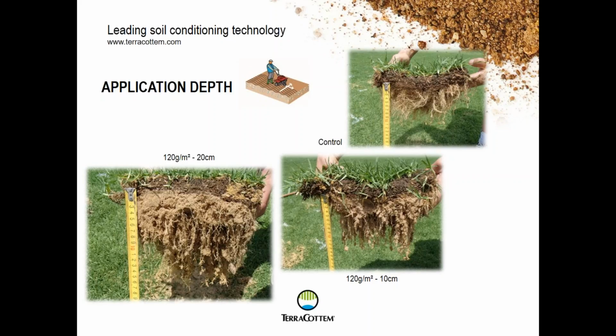Similar pictures show the importance of application depth. So the deeper you apply TerraCottem turf, the deeper the root development, which makes sense. Most roots grow in a top layer to 20 centimeters. That's why we say 20 centimeters, 100 grams per square meter. That's a good application rate.